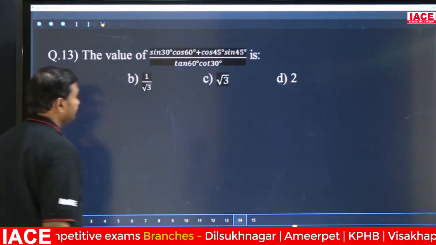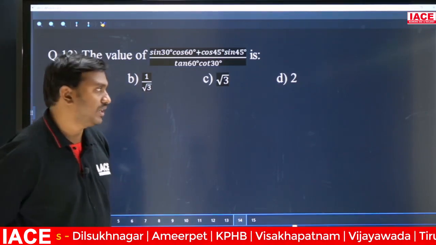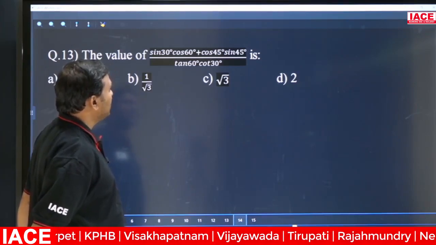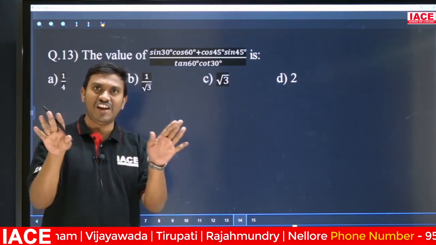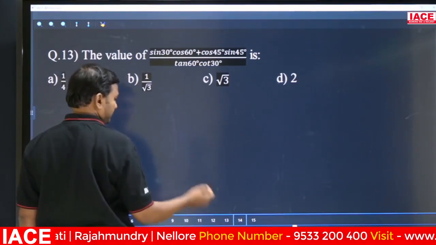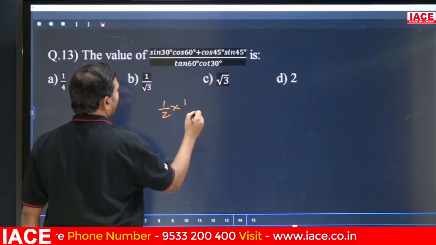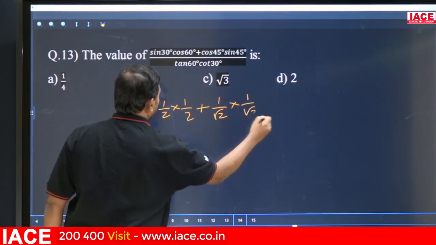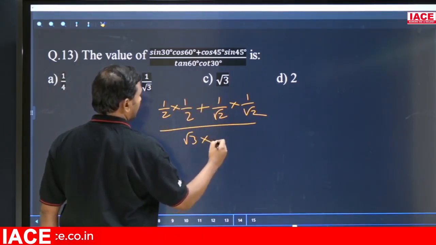Then question number 13. This is a question related to trigonometry, right? What is the value given? Sin 30, cos 60, cos 45, sin 45, tan 60, cos 60. Simply value substitution, nothing other than that. Every value we know. What is sin 30? Sin 30 value is 1 by 2. Cos 60 is 1 by 2. Cos 45 is 1 by root 2. Sin 45 is 1 by root 2. Tan 60 is root 3. Cot 30 is root 3.